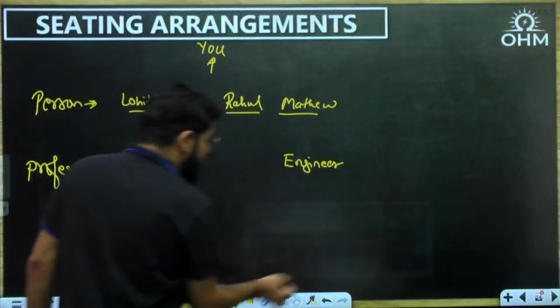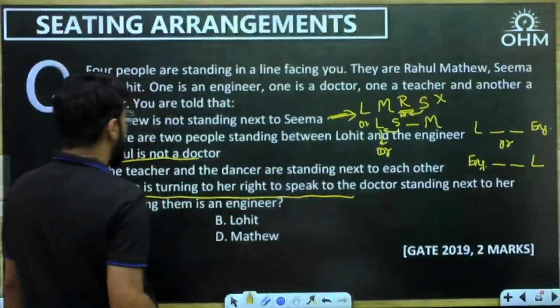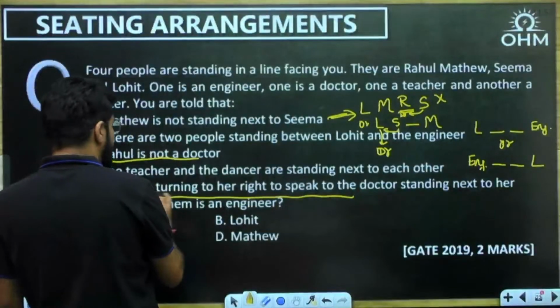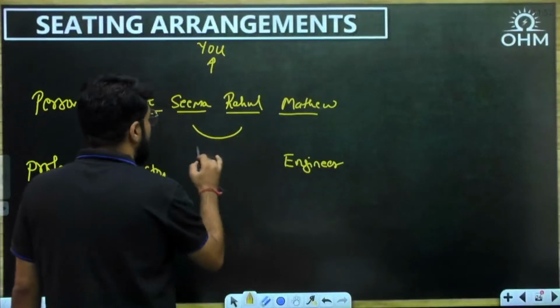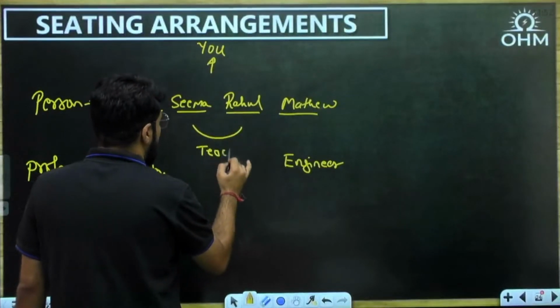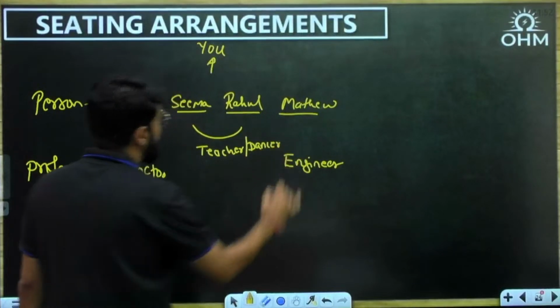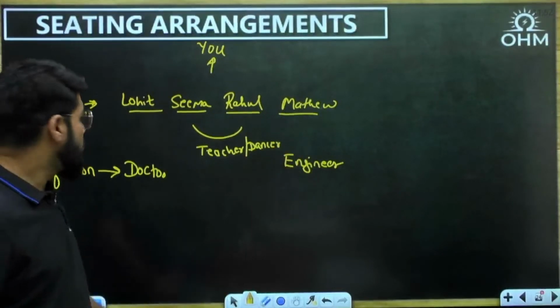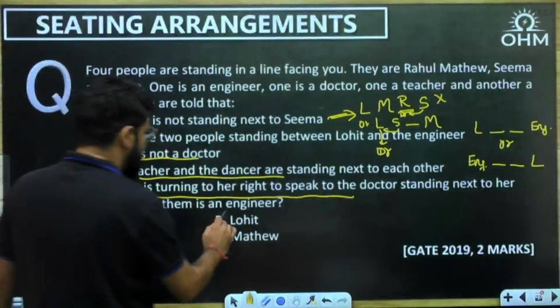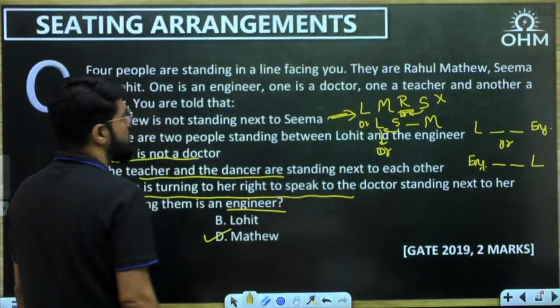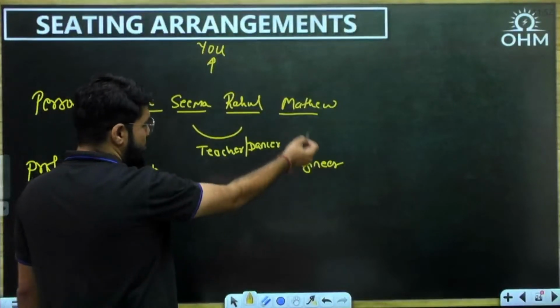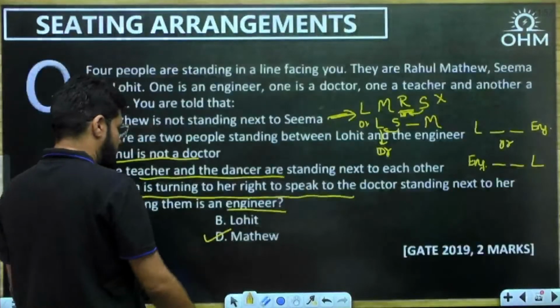Now, these two, who are Seema and Rahul? Teacher and dancer are standing next to each other. But who is teacher, who is dancer? We don't have enough idea about this. Enough data is not there. Question is, who among them is engineer? Matthew comes here. Matthew is engineer. Answer number D.